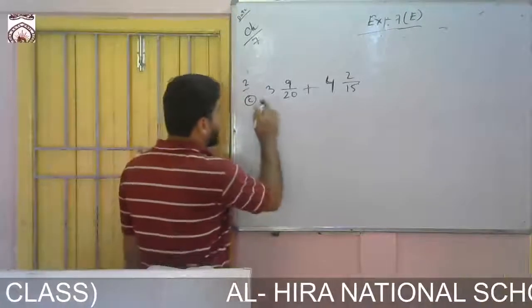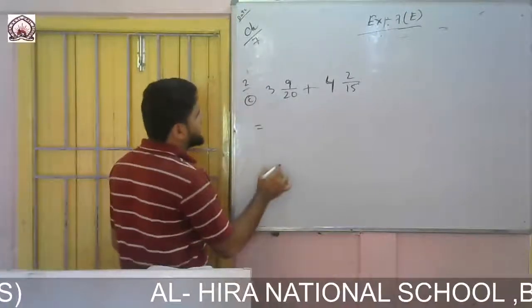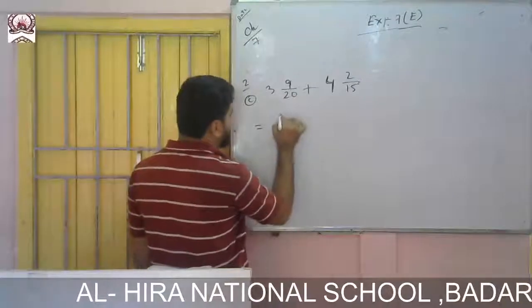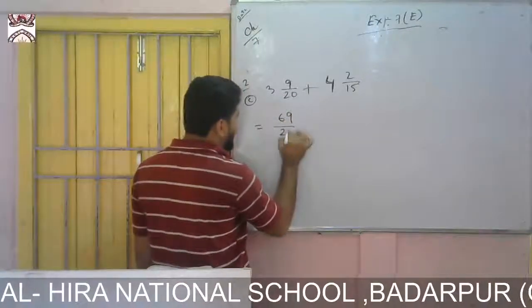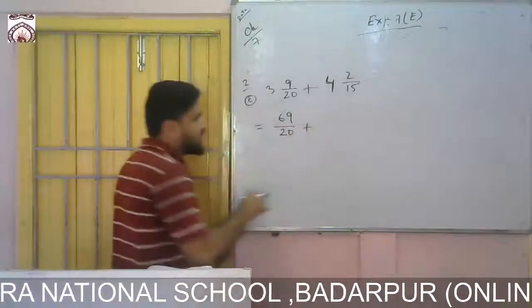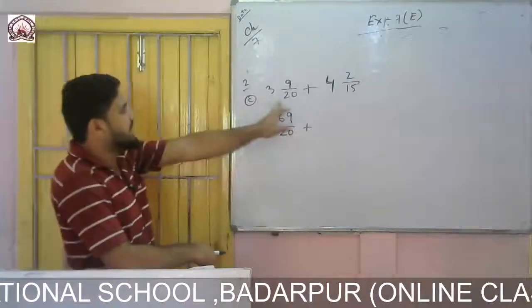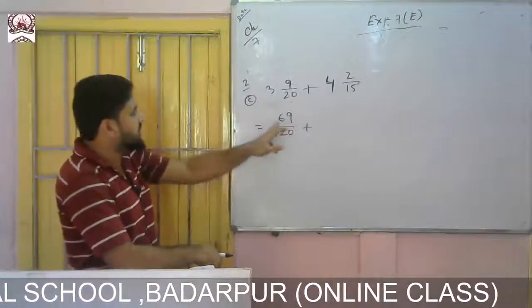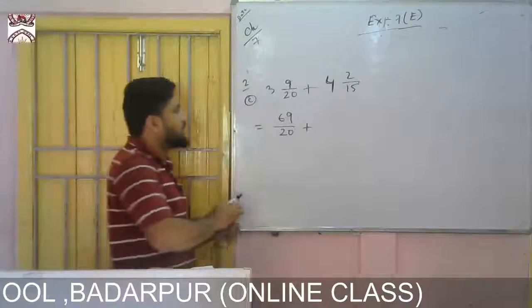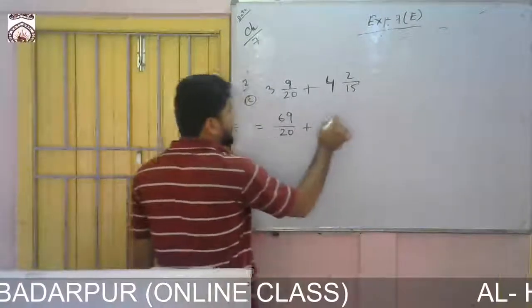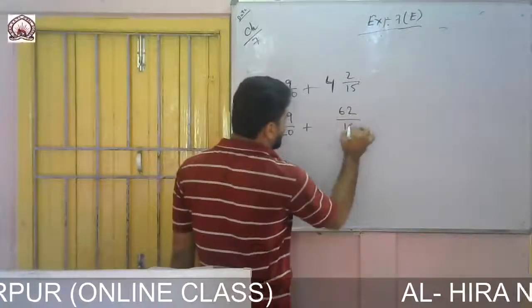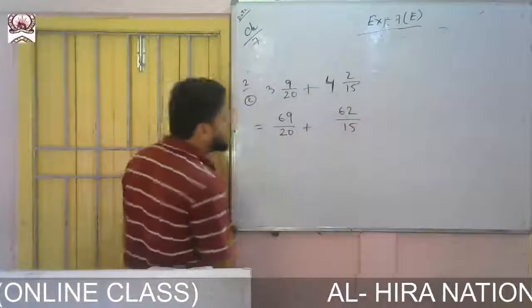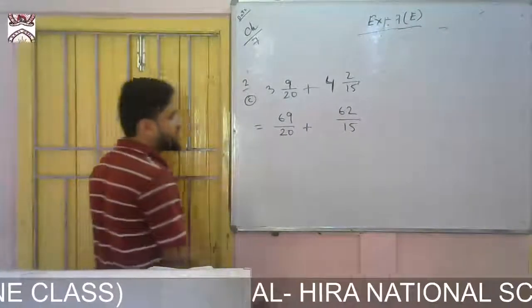Now add: 3 into 6, 60, then 69. 69 by 20 plus, what you see here? 3 into 6 is 60, 60 plus 9, 69. Here 62 by 15. How? 4 15s are 60, 60 plus 2 it is 62.